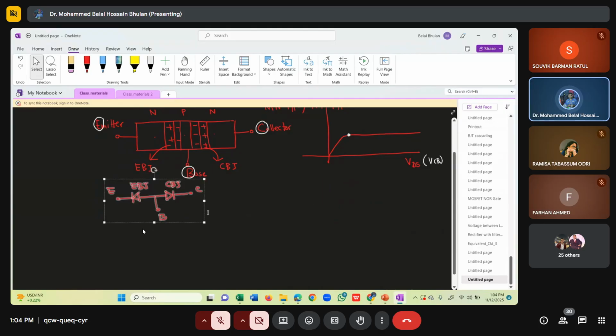So the construction of the BJT can be represented by two diodes connected back to back. Okay?